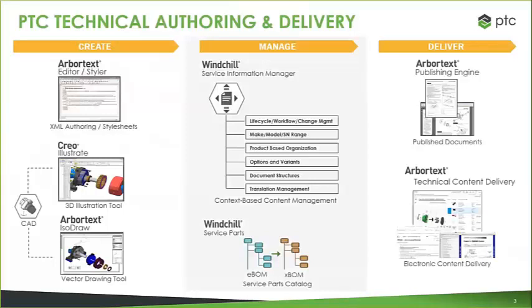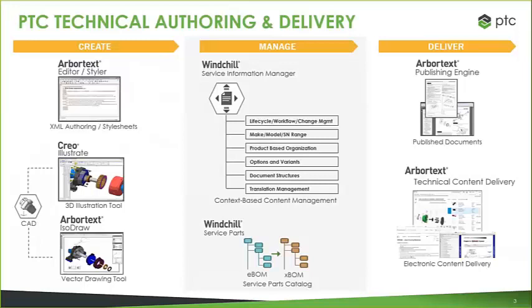So with the portfolio of Arbortext Business Unit applications, we have an end-to-end process where we can create content, we can manage and version control that content, and ultimately deliver the content for different distribution methods. So when we're creating our content, we have Arbortext Editor and Styler, where we can create our rich topic-based XML, and we can then consume information that we've created using various different illustration tools as well.